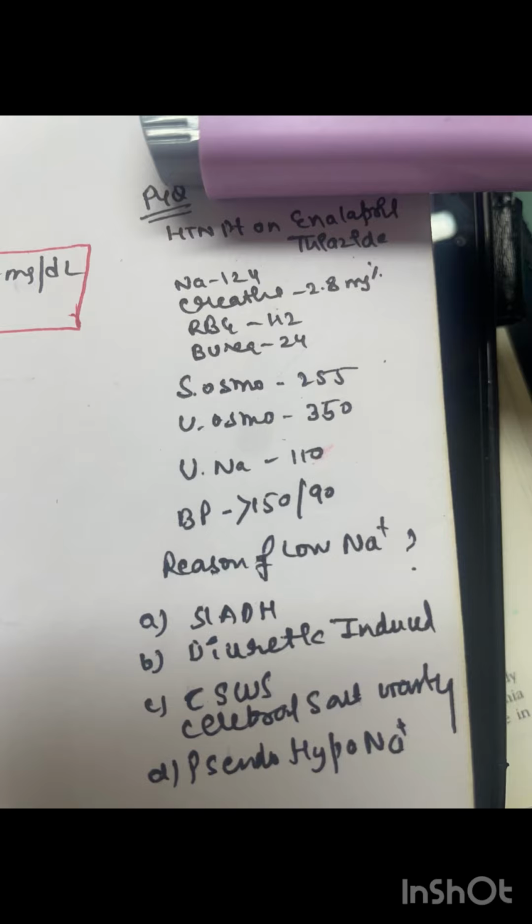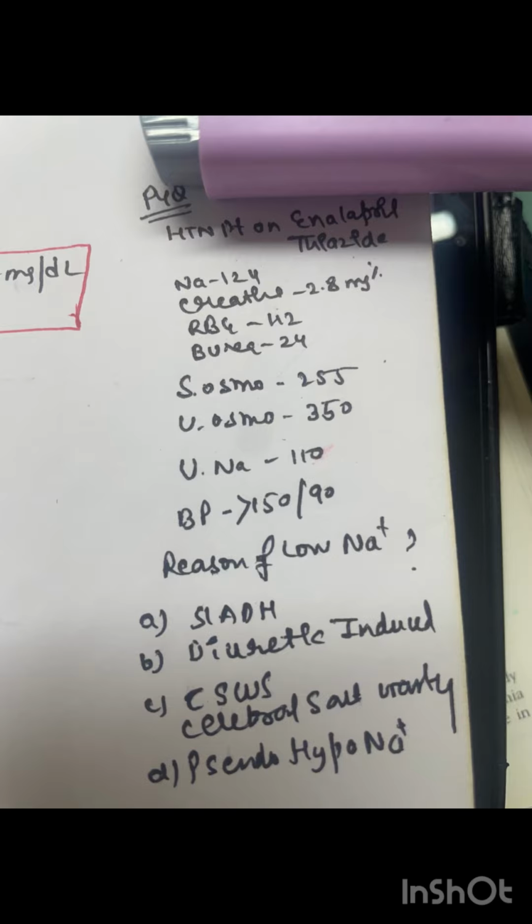Options are SIADH, diuretic induced, cerebral salt wasting, and pseudo hyponatremia. So what our mind will think first, see, the patient is on thiazide, so it may be diuretic induced, and we will mark that. But this is not the scenario here. We have to see the other parameters also.